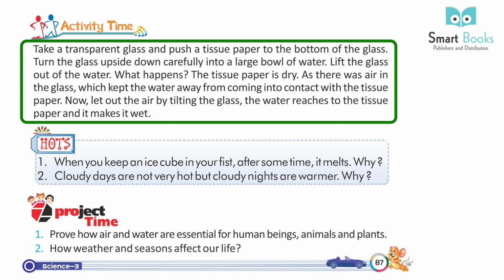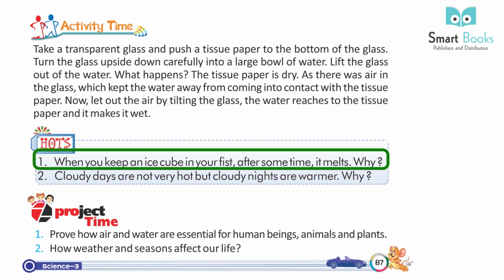Activity time. Take a transparent glass and push a tissue paper to the bottom of the glass. Turn the glass upside down carefully into a large bowl of water. Lift the glass out of the water. What happens? The tissue paper is dry, as there was air in the glass which kept the water away from coming into contact with the tissue paper. Now let out the air by tilting the glass. The water reaches the tissue paper and makes it wet.